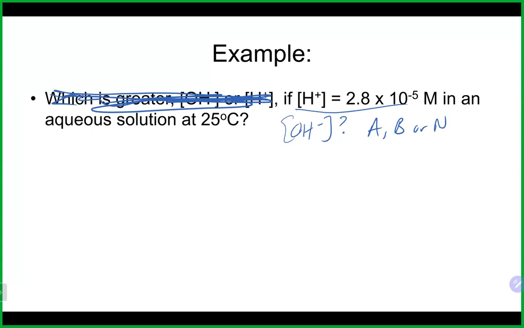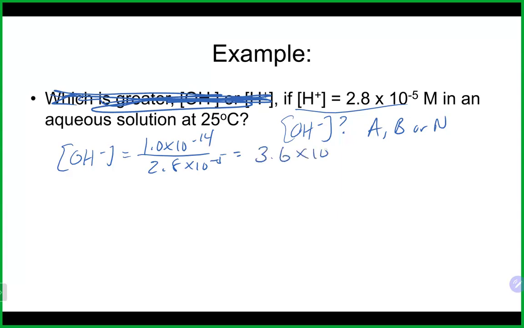Okay, so again, in this case, we have the H plus. So OH minus should equal our KW value, 1 times 10 to the minus 14, divided by 2.8 times 10 to the minus 5. So punching it in hopefully correctly here. Gonna get you, looks like maybe a 3.6 times 10 to the minus 10 molar.